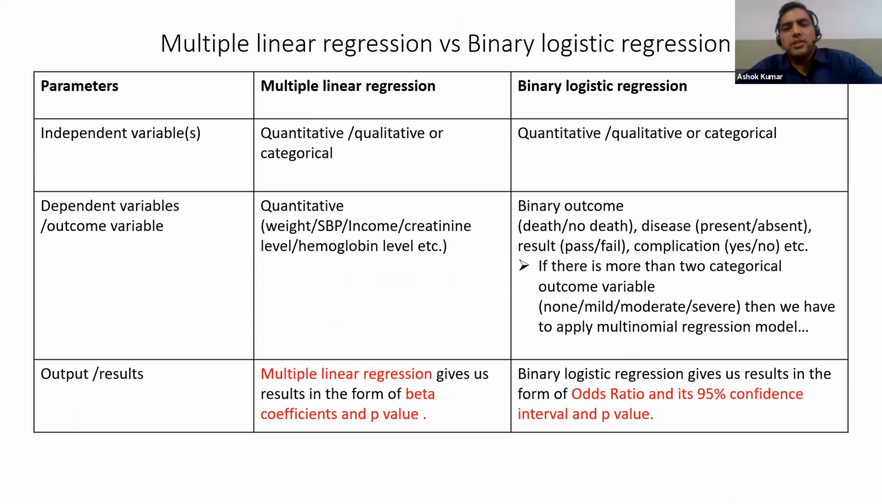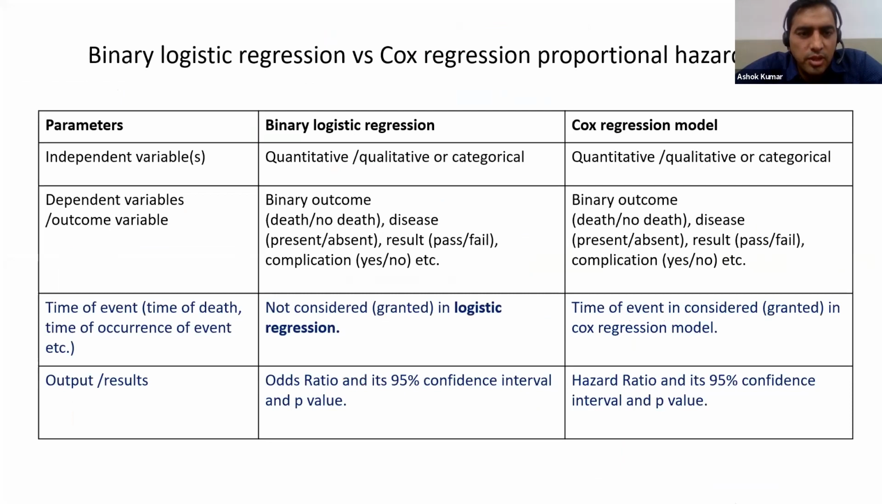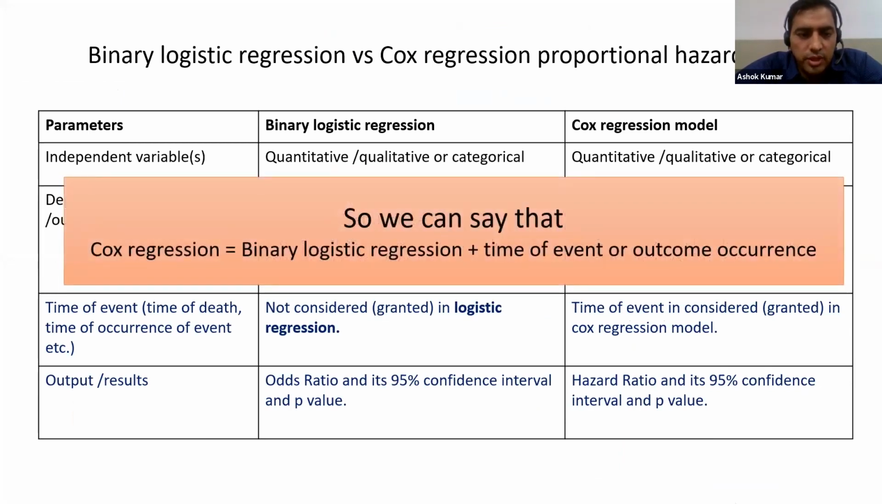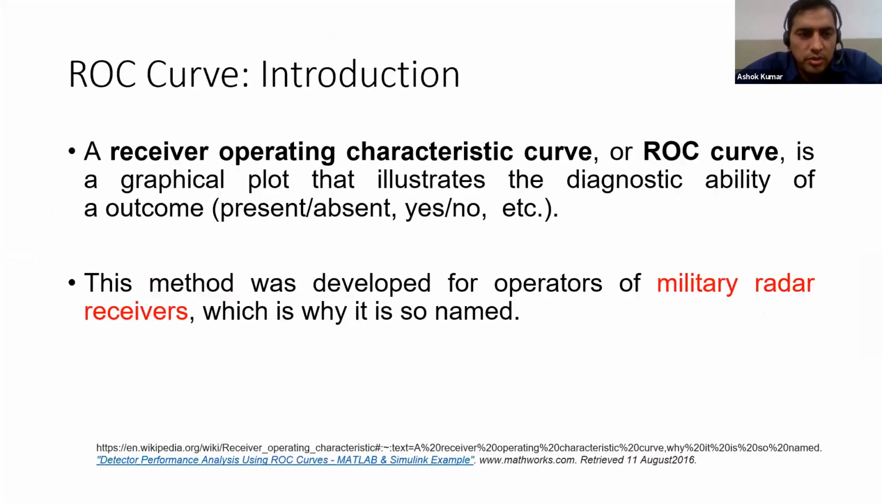Then multiple linear regression versus binary logistic regression we discussed yesterday. Now binary logistic regression versus Cox regression, the proportional hazard model. Then we know that Cox regression is equal to binary logistic regression plus time of event or outcome occurrence. You have to remember that.